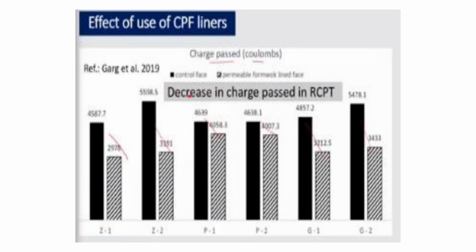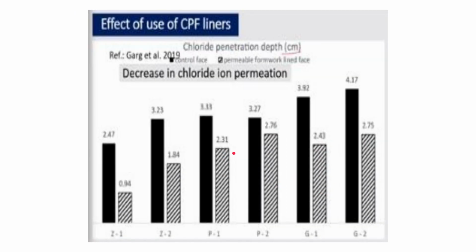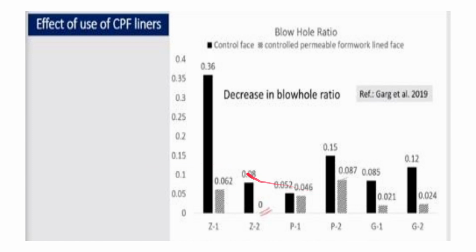Because there is reduced porosity, there is a decrease in charge passed through RCPT, and also a decrease in chloride ion permeation, because of the porosity reduction. And as we just discussed, there is a decrease in blowhole ratio also. Because the water moves away, there are no holes, so blowholes have reduced tremendously.